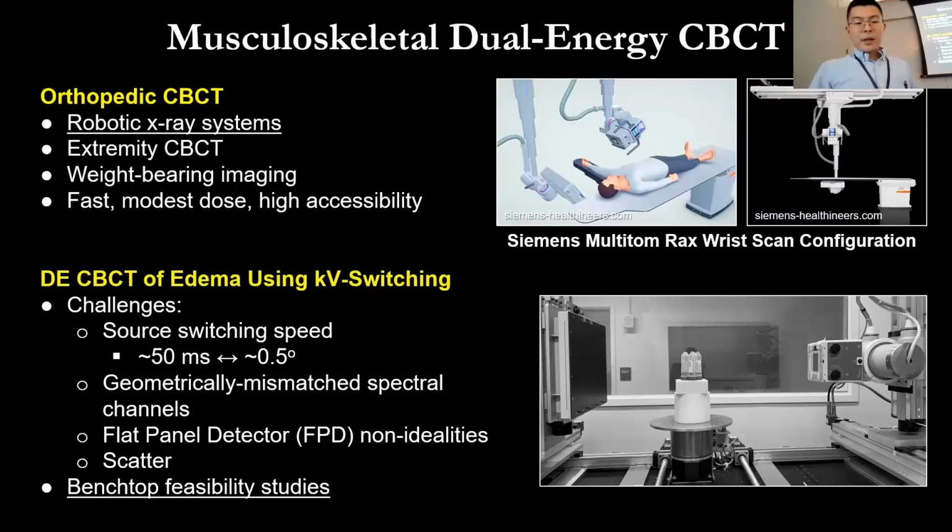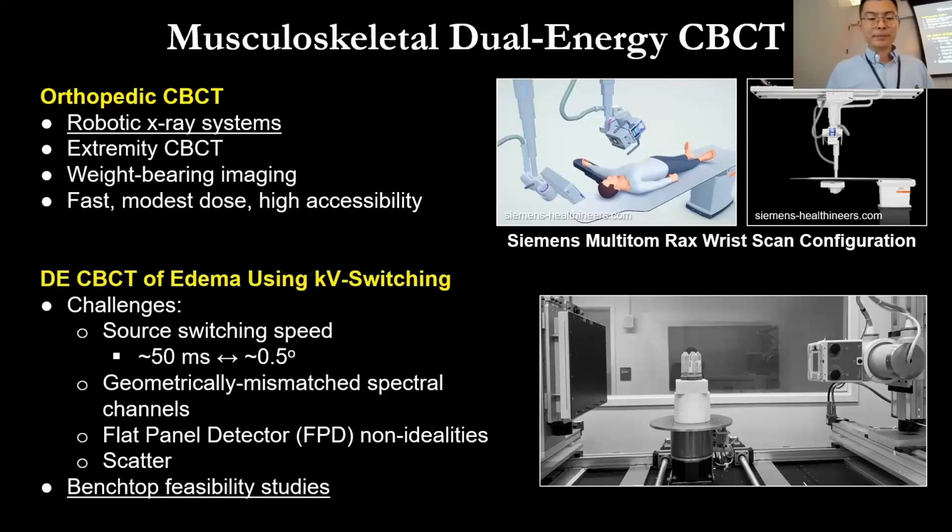To actually apply dual energy, we use a fast dual kV switching protocol. We assume that the switching speed is about 50 milliseconds. So at the end, it will give us about 0.5 degree of spectral ray path mismatch between high energy and low energy.